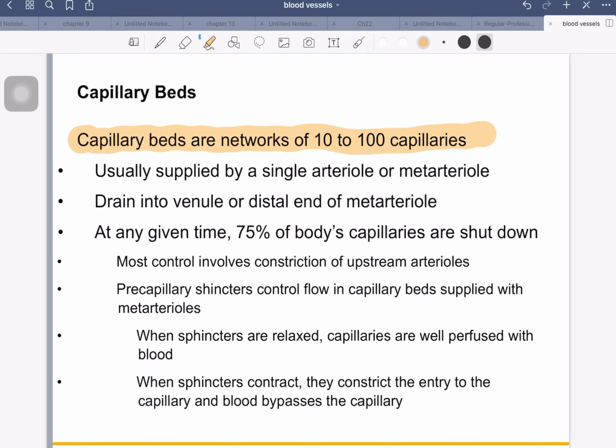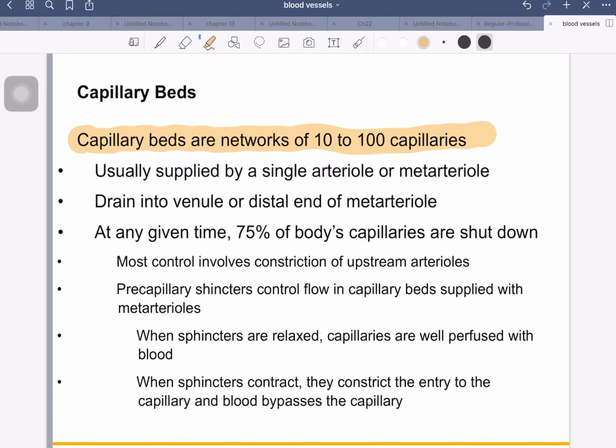And typically they're supplied by a single arteriole or a metarteriole. And of course, at the other end, the blood that passes through the capillary bed is typically drained away by either a venule or the distal end of the metarteriole.